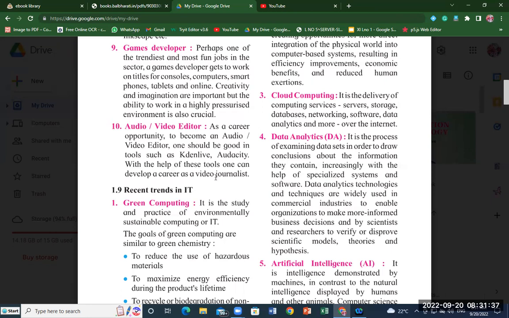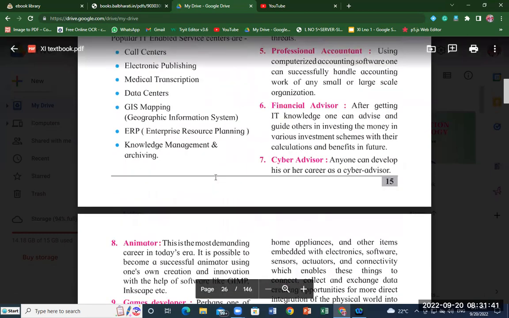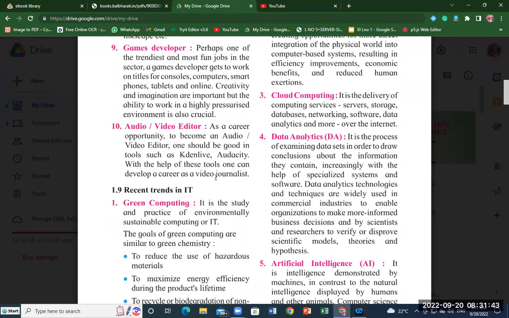Okay, these were the 10 IT careers which you all can opt for, and all of them pay a good salary.